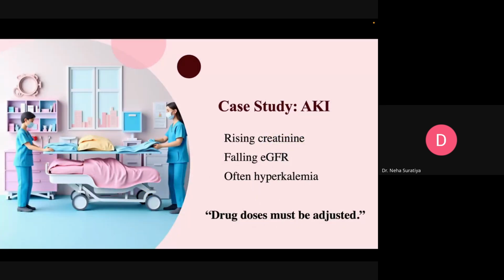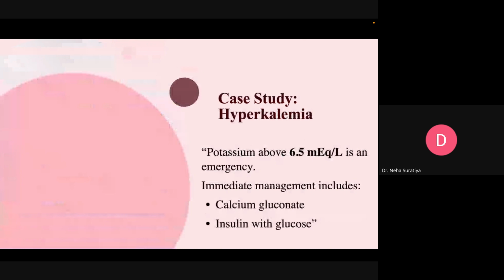Now, I already mentioned this because of your understanding. It is common, so I hope everyone has an idea about it. This is a case of acute kidney injury. Creatinine will be higher, eGFR will be falling. It is acute kidney injury and it is often associated with hyperkalemia. So in this particular case, drug doses must be adjusted. Now, this AKI case is very easy, but ABG report interpretation is a little tough. But AKI you can imagine by looking at the creatinine, eGFR, and hyperkalemia, right?